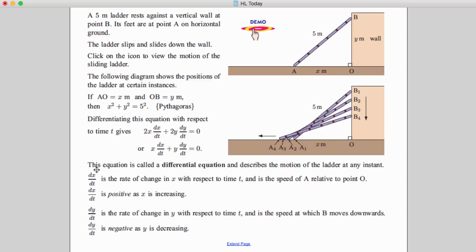So I'm just going to move back real quick. These equations, I didn't say it before, are called a differential equation, and it describes the motion of the ladder at any instant.